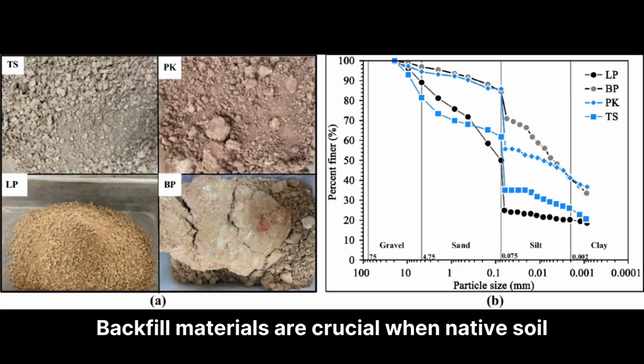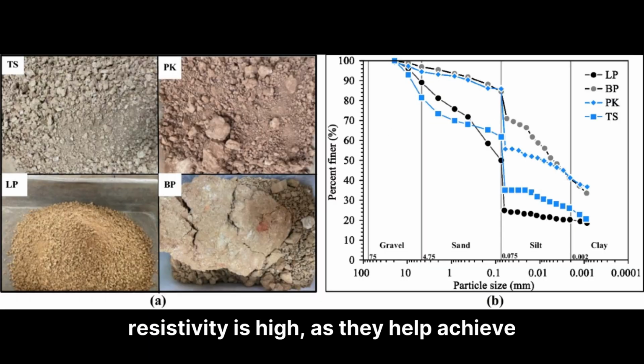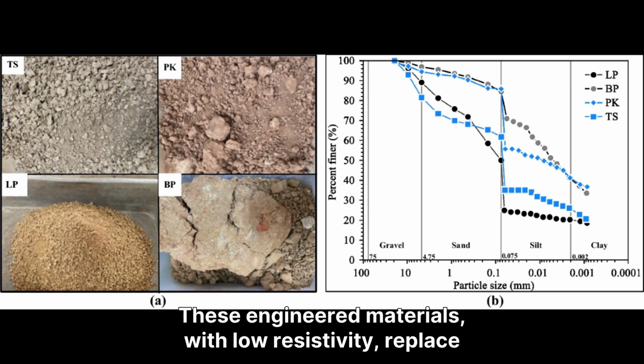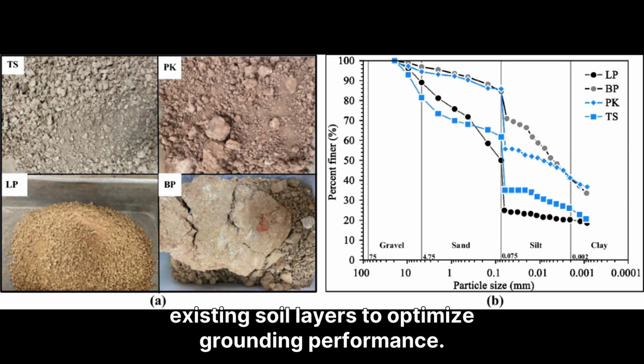Backfill materials are crucial when native soil resistivity is high, as they help achieve a smooth design calculation and ensure a safe grounding system. These engineered materials, with low resistivity, replace existing soil layers to optimize grounding performance.